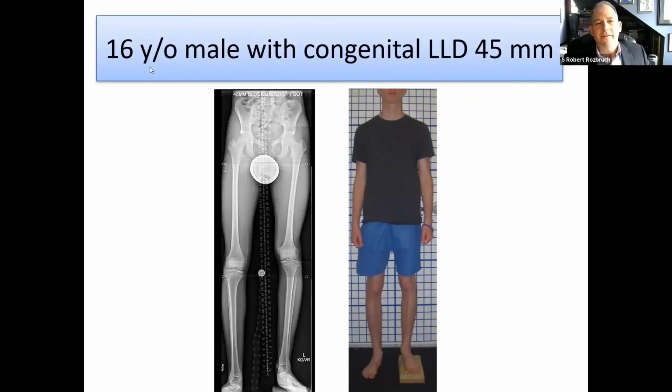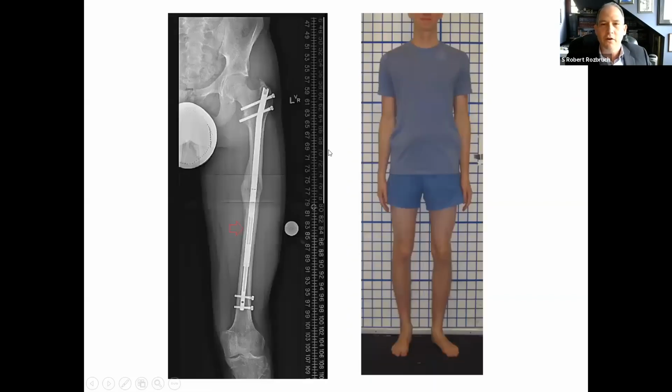Here's an example of a 16-year-old male with 45 millimeter LLD, and the discrepancy is coming from the femur. He's busy, preparing for college entrance exams, doesn't have a whole lot of time, and being in a fixator for a period of 6 months would be very disruptive to his lifestyle. So we were able to do this in a fairly, I don't want to call it easy, but just much more simple approach using an internal lengthening nail. And within a few months, he's completely healed, completely consolidated, and really back to his full activities.